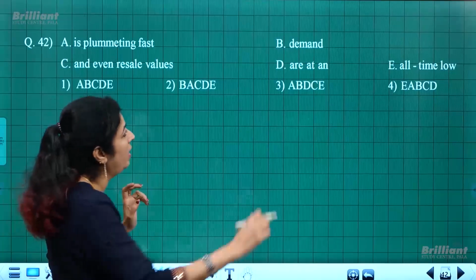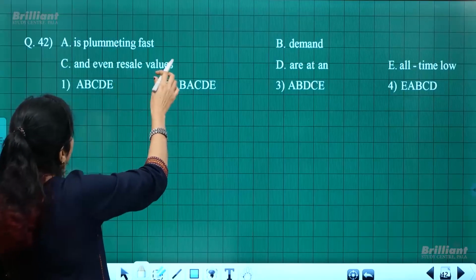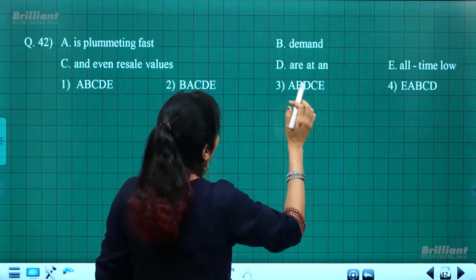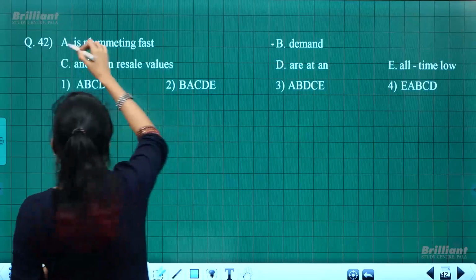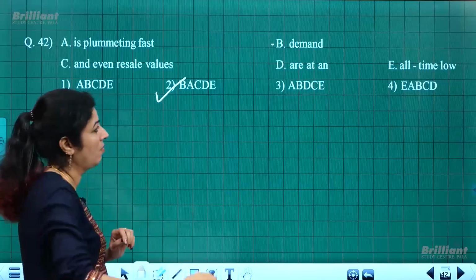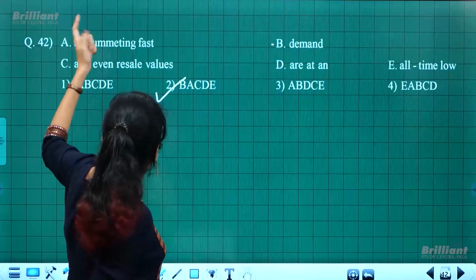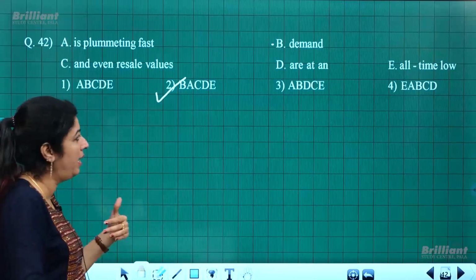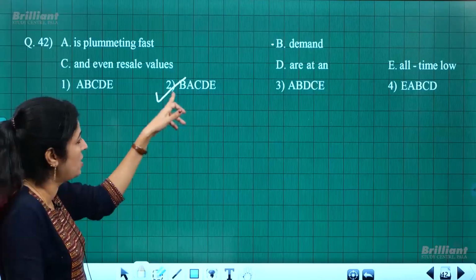So let us change it this way. Demand is plummeting fast and even resale values are at an all-time low. That means B, A, C, D, E. If you start with "demand is plummeting fast," only then will the first part of the sentence structure be correct. So the option where we start with B is the second option. Obviously this will be correct.